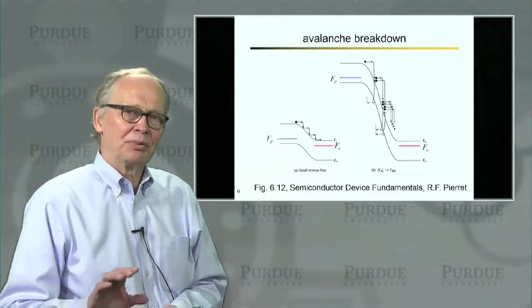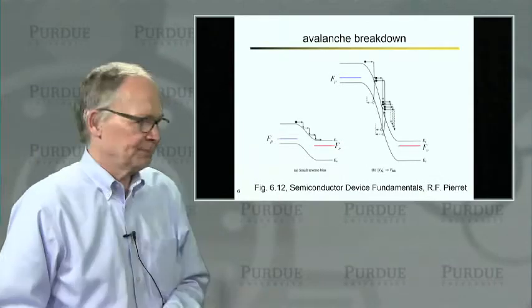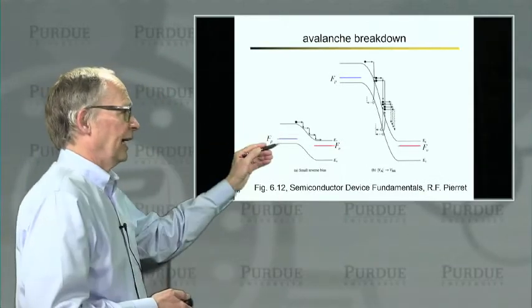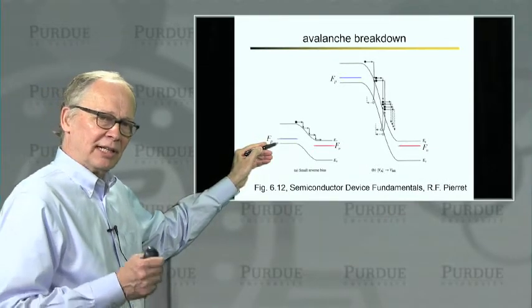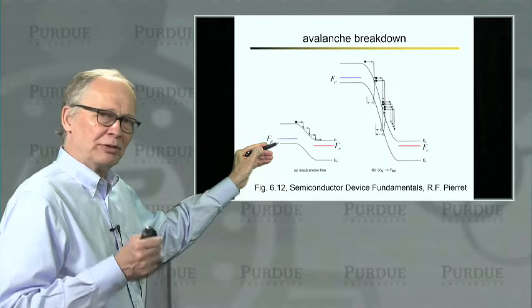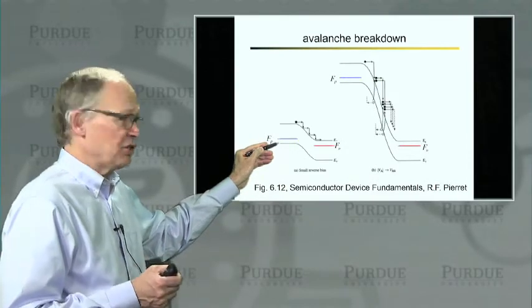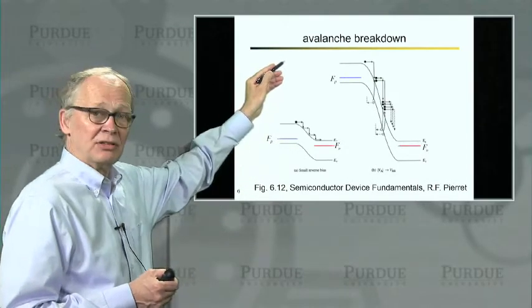Okay, now let's apply a large reverse bias. So this is on my P side over here. If I apply a negative voltage to the P side, electron energy is minus Q times voltage. A negative voltage on the P side means I'm going to raise the electron energy way up.